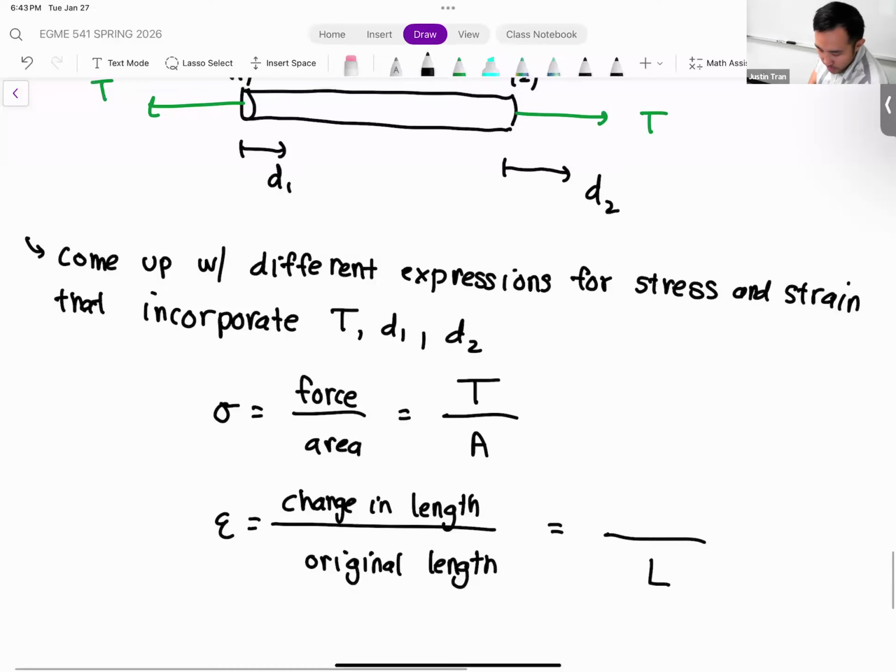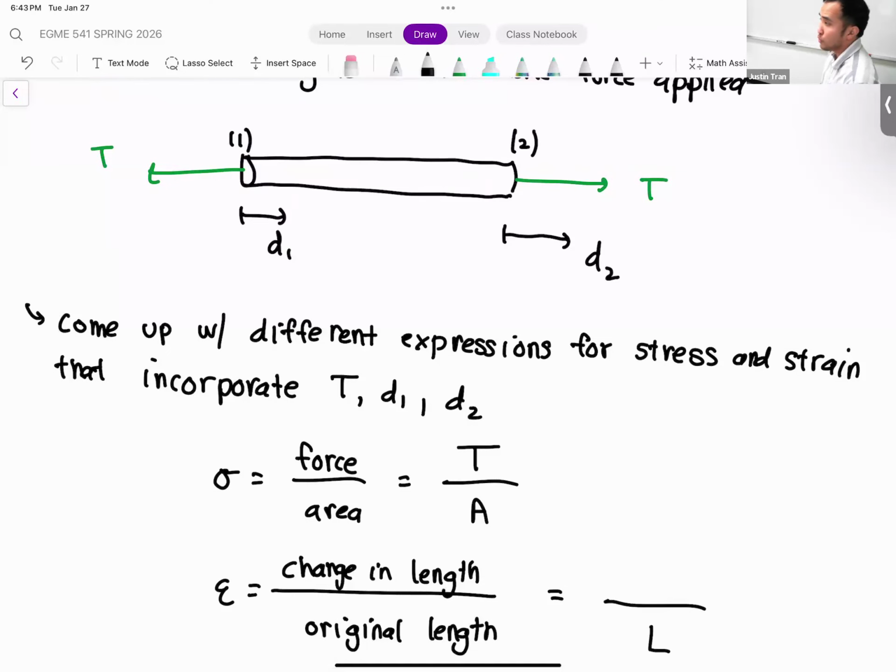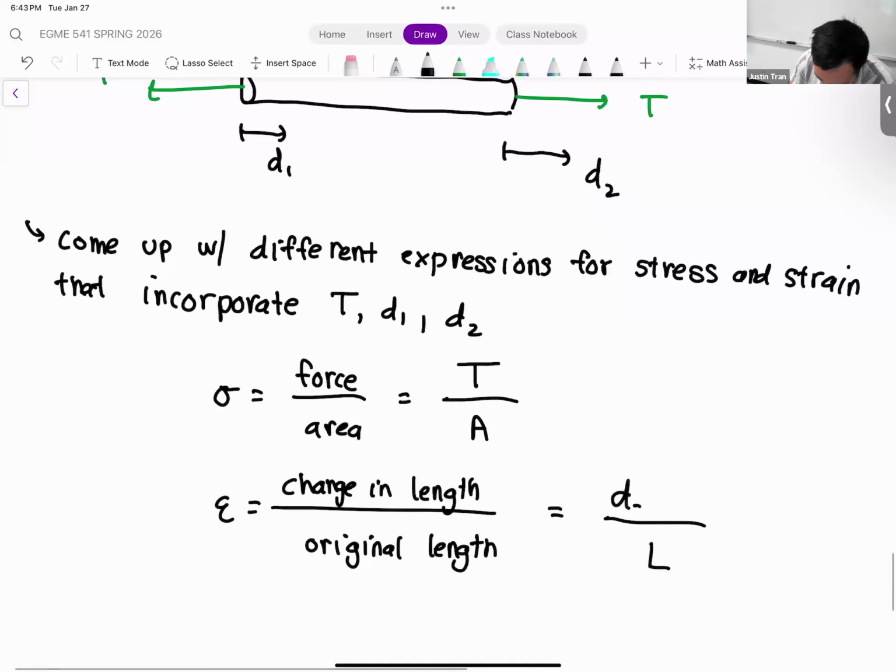And then the change in length, we can define that in terms of our nodal displacements. So we know the displacement of the second node is going to be D2, and the displacement of the left node is going to be D1. So the change in length, or how much this rod is going to change length, is nothing more than just D2 minus D1. If we just subtract those nodal displacements, that'll give us how much the bar is going to elongate.